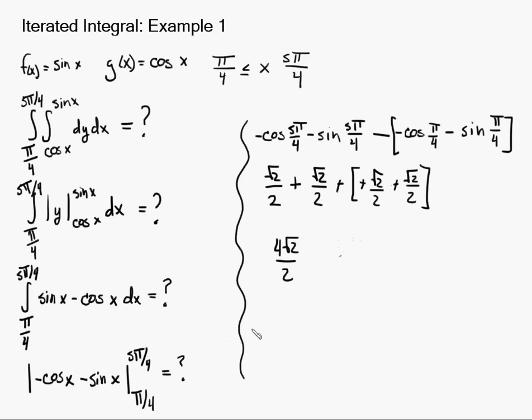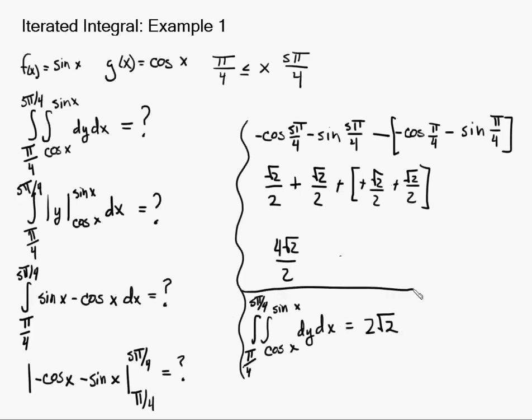So I have the double integral from 5 pi over 4 to pi over 4 on the bottom, and sine of x cosine of x dy dx is equal to 2 square root of 2. And that's my answer right there.